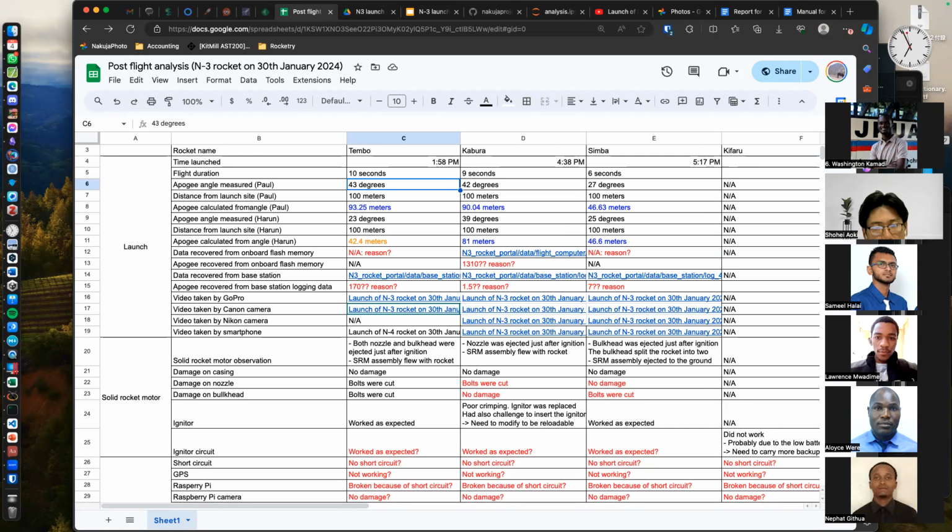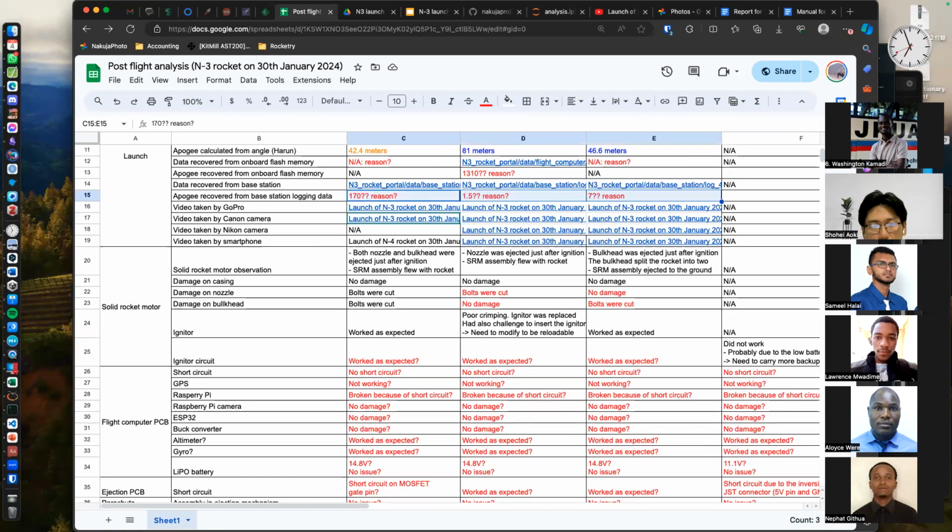So even although the avionics system didn't work as expected, I think we have somehow recovered our apogee from the measurement manually. So for the first one, most likely the Tembo flew 93 meters. And because the flight duration was about 10 seconds for Tembo, Kabura 9 seconds, Simba 6 seconds, I think most likely these rockets flew this kind of altitude. But again, our expected apogee was 1,600, which is way higher than this. So we have a lot to do to improve.